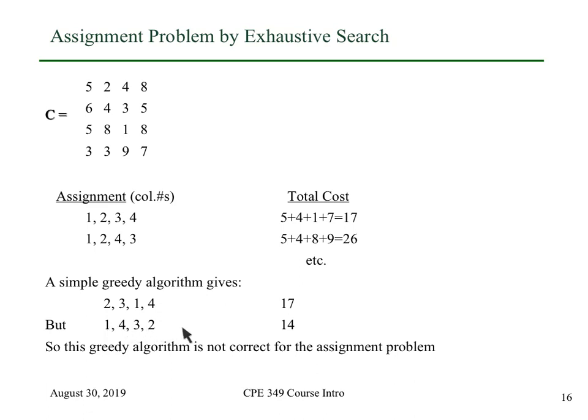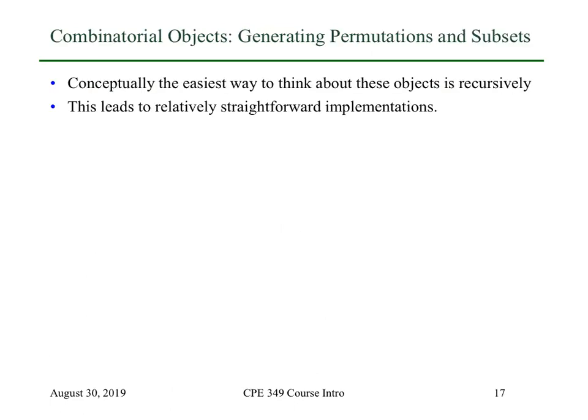But it turns out that the optimal solution is 14. So at least this greedy algorithm is not correct for the assignment problem. Again, but notice here what we got. We basically need all the permutations again if we're going to do this problem by exhaustive search.